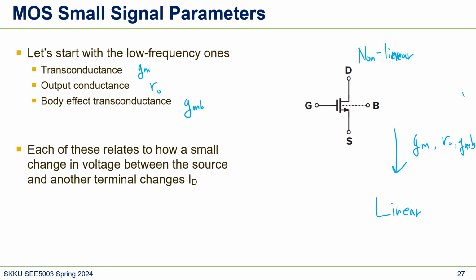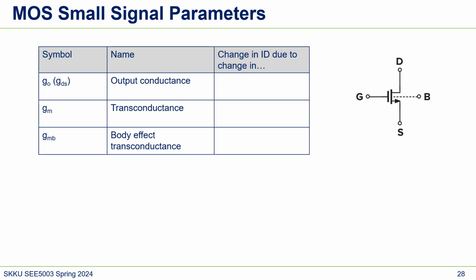And here, each of these relates to how a small change of voltage between the source and another terminal changes ID. It just means that ID is a function of gm and ro and gmb and maybe VG or something like that. So we'll just represent the ID using these terms. And this table shows our three parameters. Here, actually this is 1 over ro.